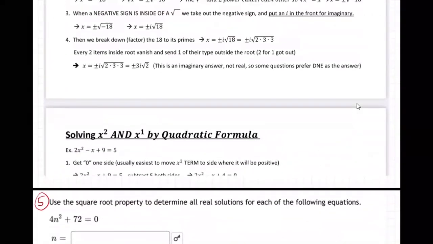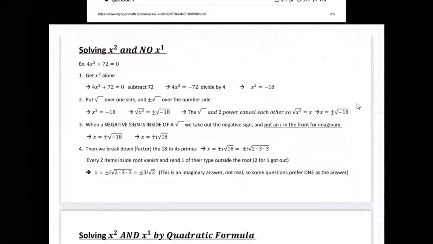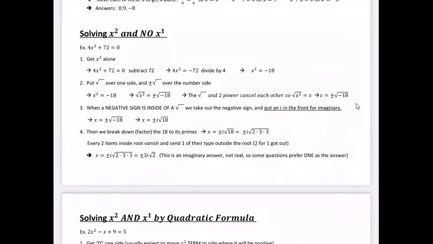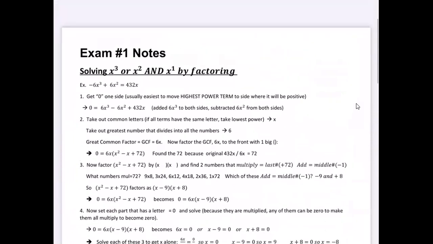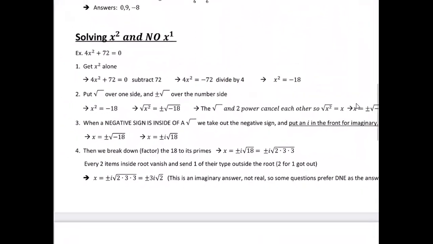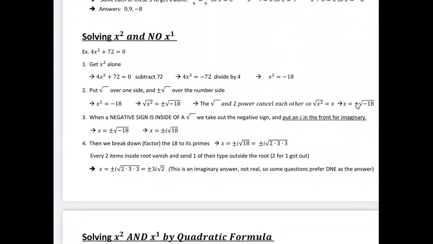Well, if you look at the notes that I gave you right here, let me show you the notes. If you go onto our course site, at the top of the Unit 1 module, you will find the exam number 1 notes. So go find the exam number 1 notes at the top of the Unit 1 module. Very first thing in the top of the Unit 1 module. And here's the part we need, solving x squared and no x to the first.